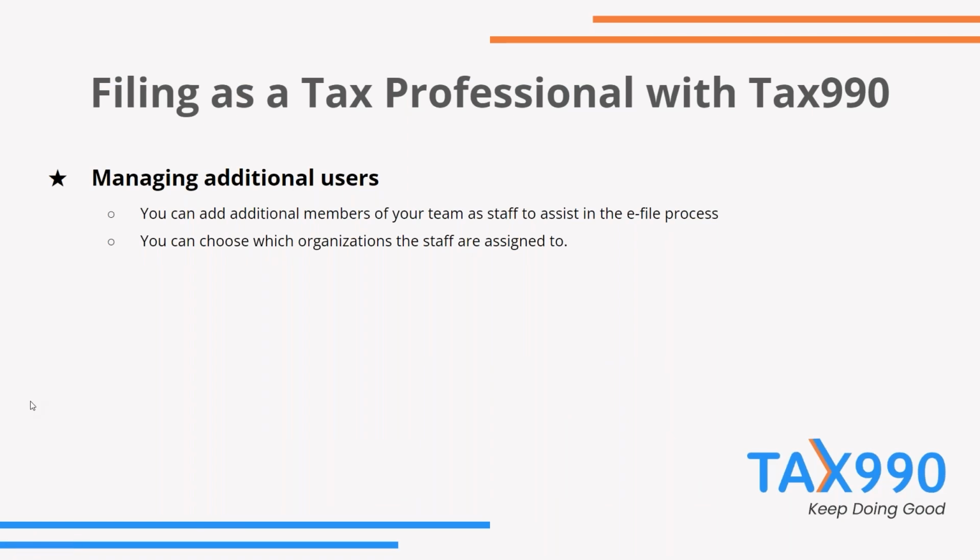Okay, so we're going to move on. Filing as a tax professional with Tax990, we understand that as a firm filing for several clients, one person is not always responsible for completing the 990 series return. So with Tax990, you can add staff to your main account to assist in the filing process. We're going to watch another short video just on the process of adding staff to your account.